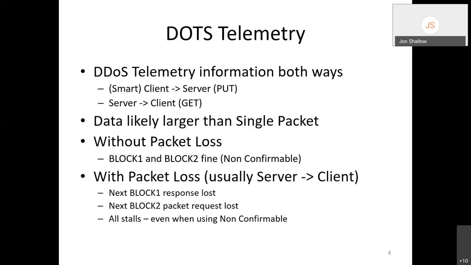And the consequence of this telemetry information is that we're going to be larger than what can fit into a single packet. In the environment without a packet loss, Block1 and Block2 work perfectly for sending the stuff up to the server and getting the information back with a non-confirmable. If it was confirmable, it works, but if there's any packet loss, we're going to retries and so on.